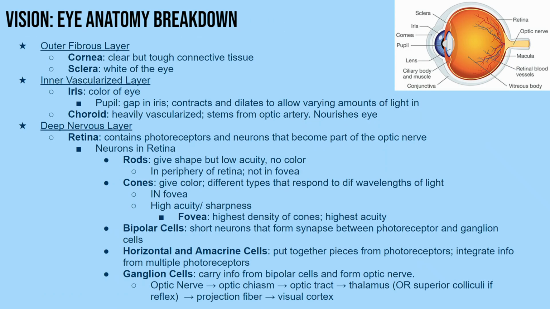Okay, so the next few slides are very anatomy heavy. I basically just put my notes on all the definitions that you need to know for each system on the slide so you can reference it. So you have the outer fibrous layer, inner vascularized layer, the deep nervous layer. So in the outer fibrous layer, you have the cornea and sclera. The cornea is tough connective tissue, and then the sclera is just the white of your eye.